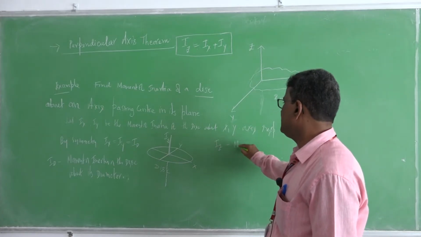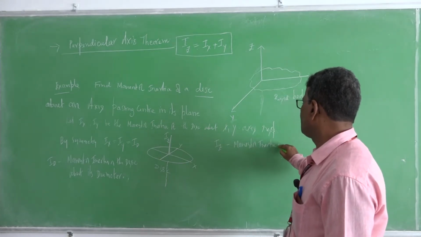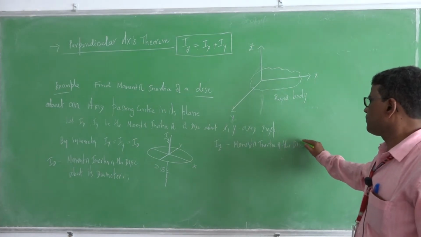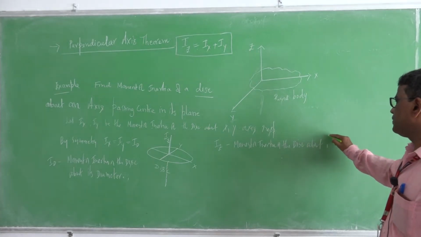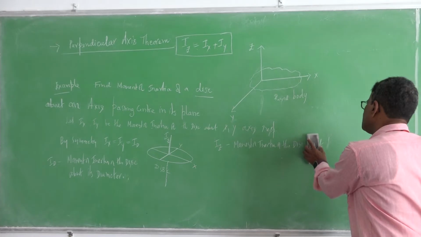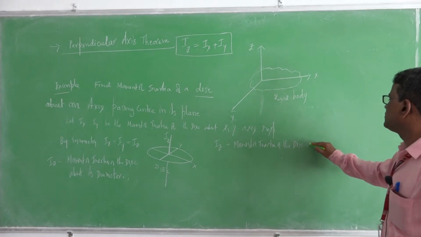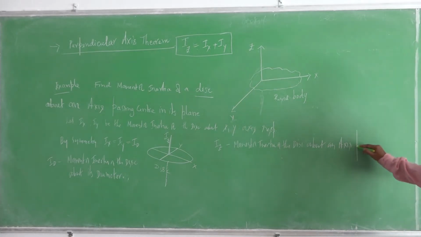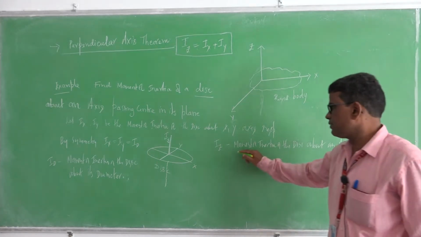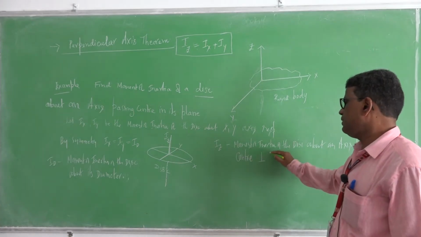What is Iz? The moment of inertia of the disk passing through the center about an axis perpendicular to its plane.